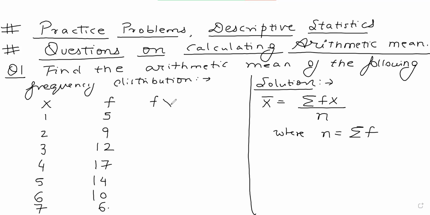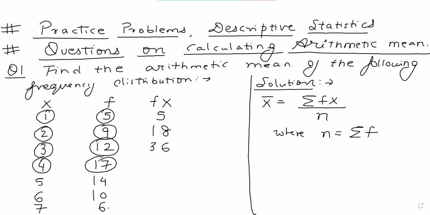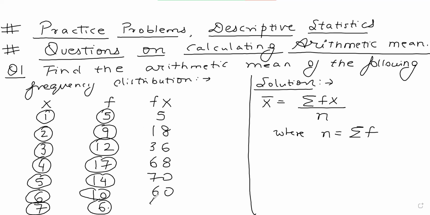This is the formula for calculating arithmetic mean in case of discrete frequency distribution. So I have to calculate now f into x. Can we quickly do that? 1 into 5, 5, 2 into 9, 18, 3 into 12, 36, 4 into 17, 68, 5 into 14 is how much? 70. 6 into 10 is 60 and 7 into 6 is 42. Okay, now sum up all of these. If I add them up, my summation fx comes out as 299. So this is my summation fx.